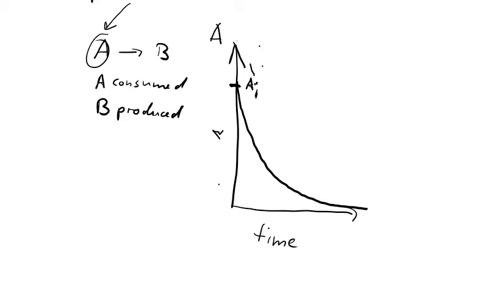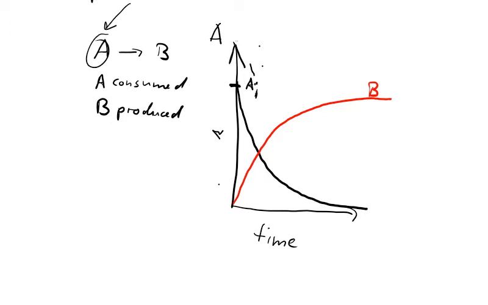It's a rectangular hyperbola, exactly. So it would look like something like that. So that would be B. Yeah? Are you happy with that? That is what it looks like.